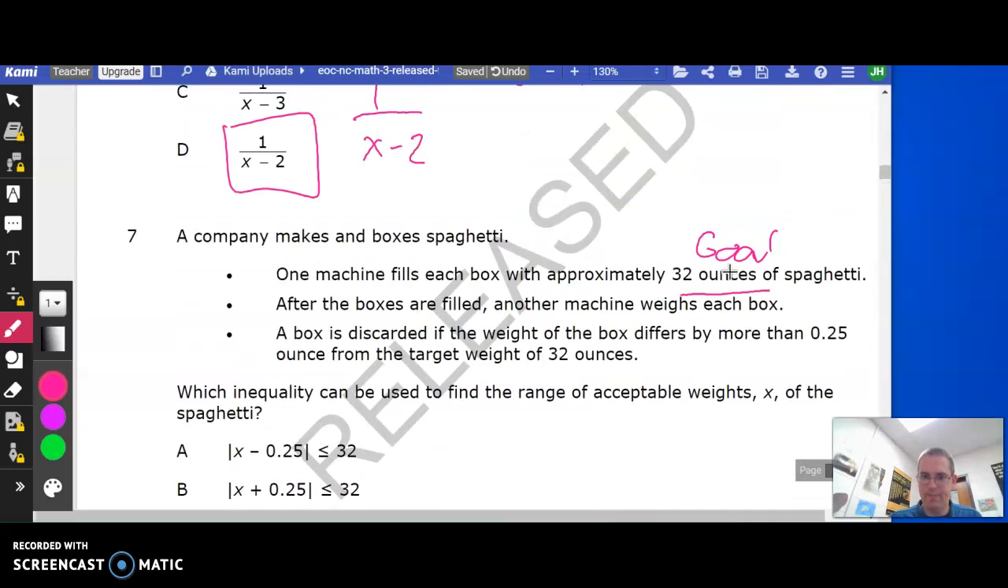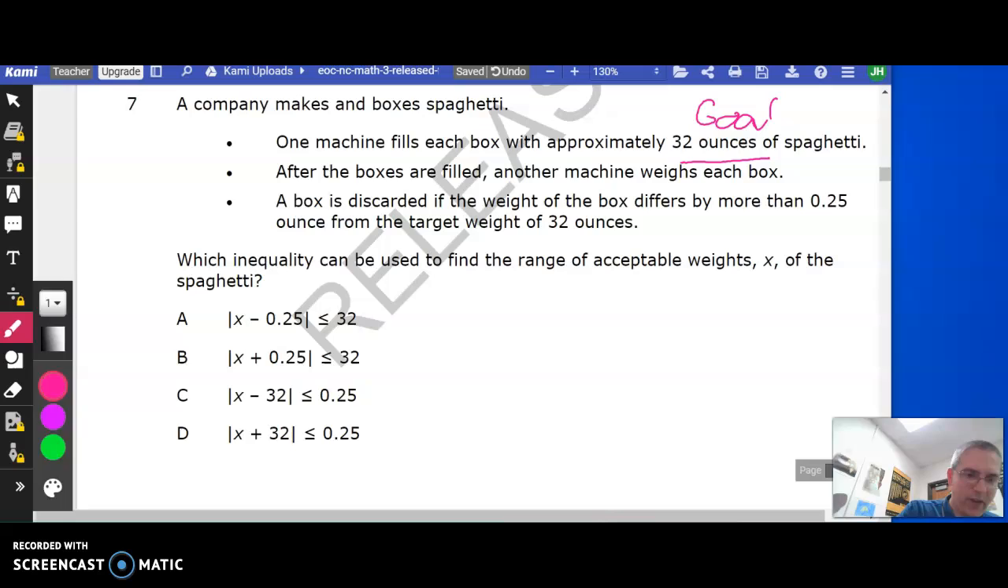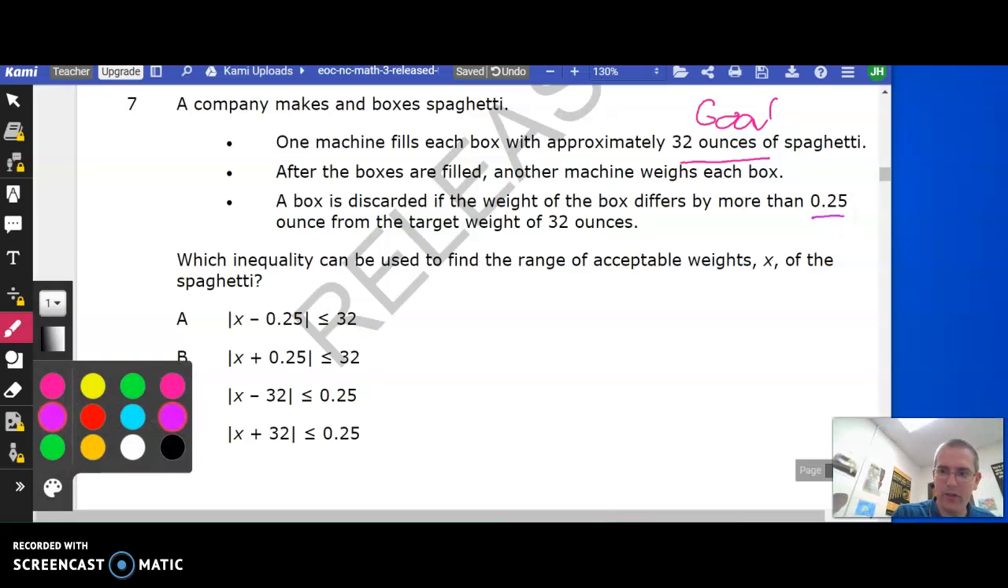Sorry about that. The 2.5 ounce, how much it is off by, that is your margin of error, how much it can be off by. So remember, what we're doing is we're comparing the weight of the box to the goal. And when I compare, the best way to compare things is to subtract.